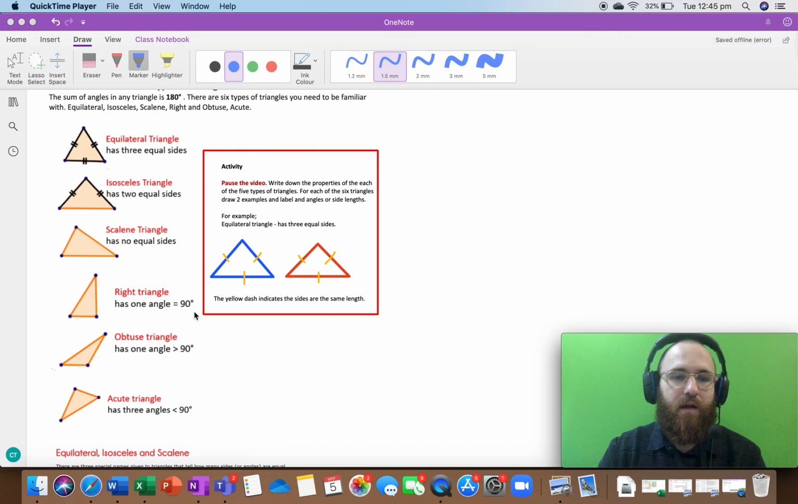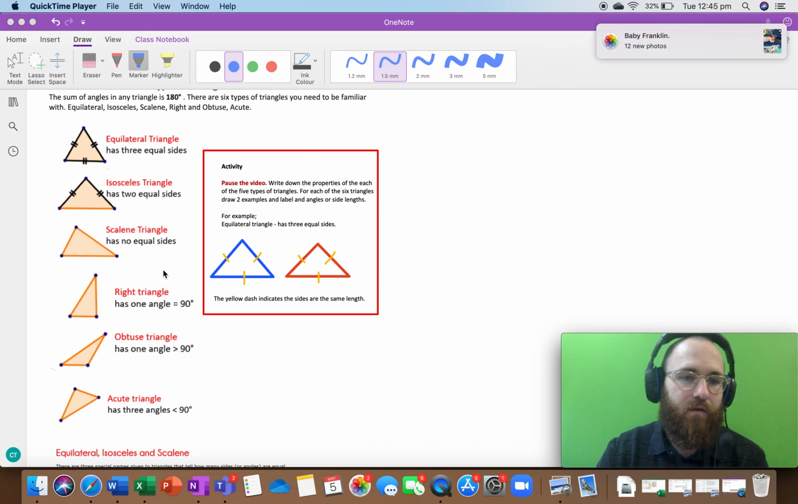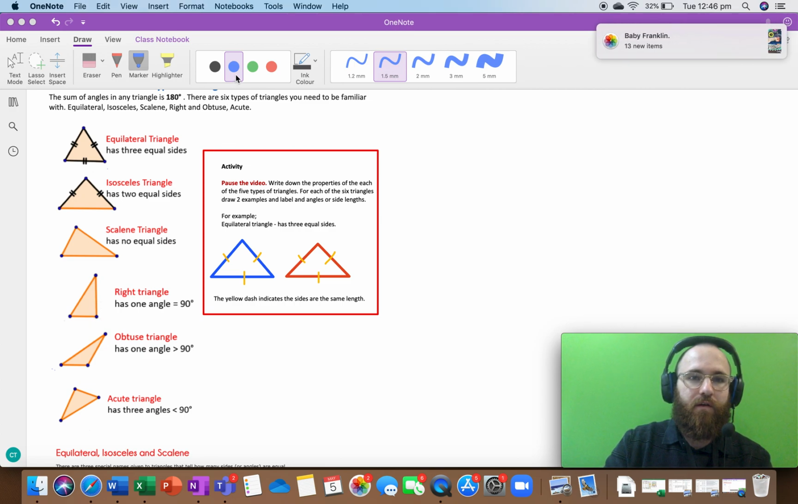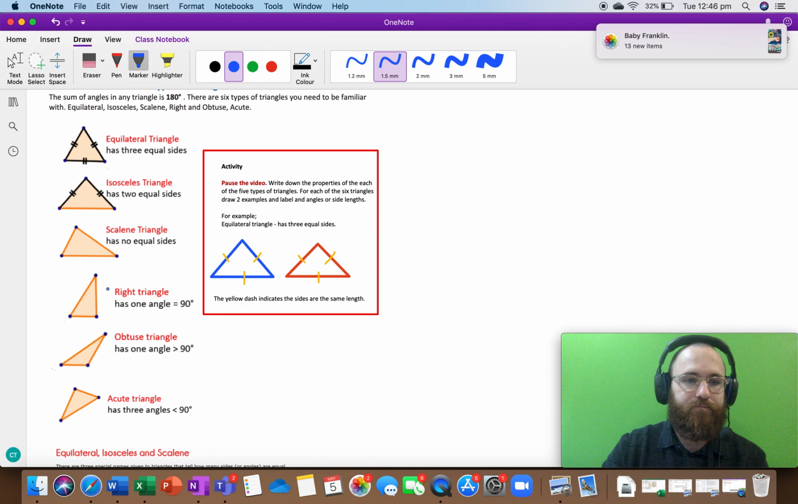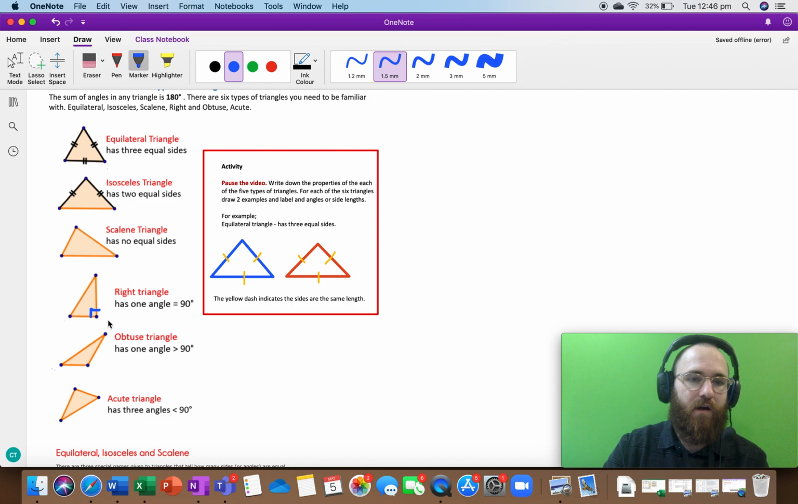Then we have a right angle triangle. Now we're focusing more on angles. So in a right angle triangle, I'm just going to select my marker. They're 90 degrees. So this triangle has one angle that is 90 degrees, a right angle. So that is a right angle triangle.